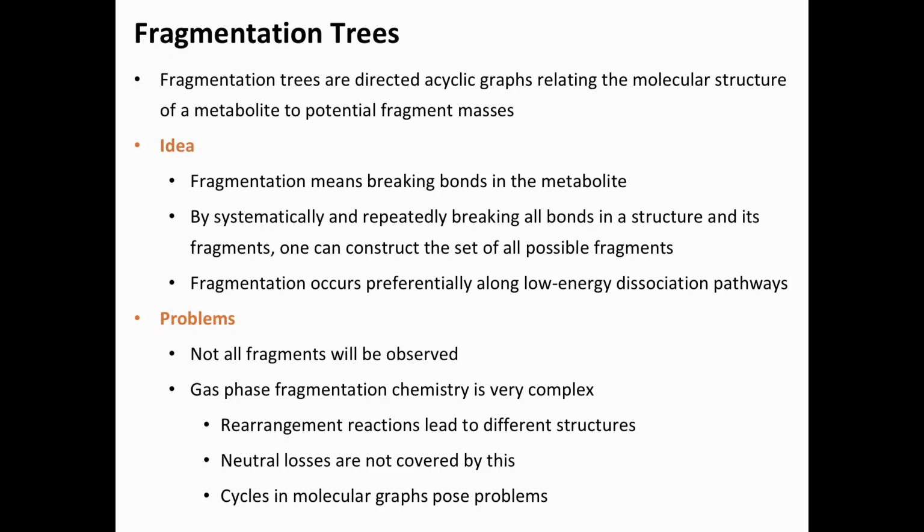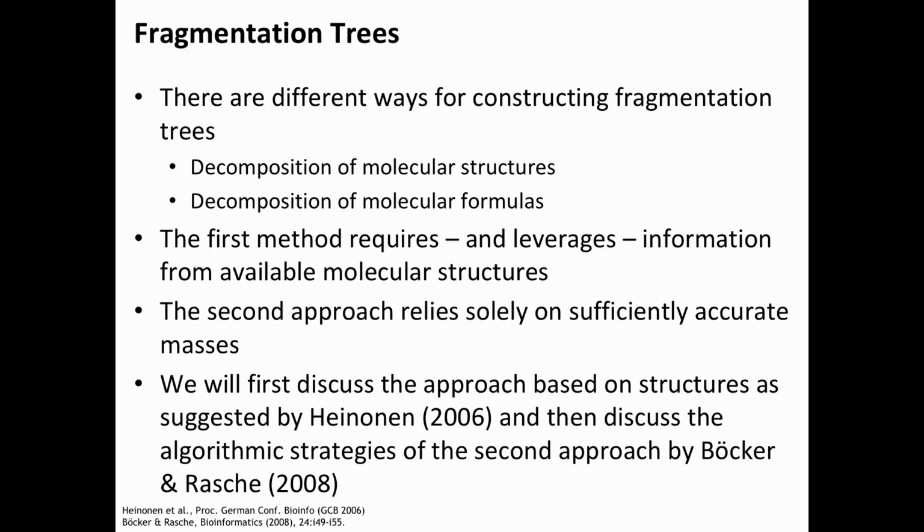The problem now is that if you do that theoretically in a systematic manner, you get lots of fragments, but the majority of those will not be observed. You saw the spectra. There are only a handful of peaks in there oftentimes. And that has to do with the gas phase chemistry. There are rearrangements that lead to different structures. There are neutral losses that are not easy. And of course, the cycles pose a problem. How do you deal with these cycles?